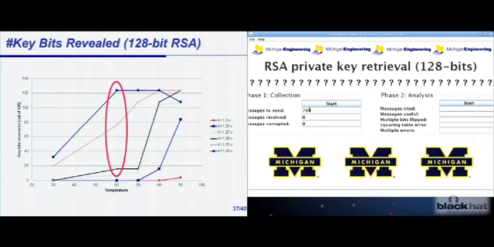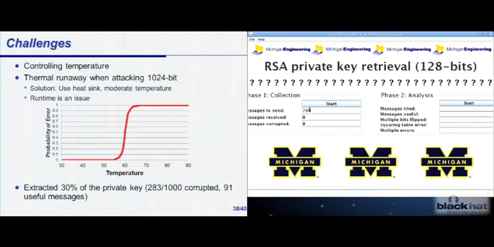They were using 1,000 signatures, and they were helping it a little bit with the voltage. So they didn't have to lower the voltage so much, but they were keeping it already on the verge, because they couldn't really put it in an oven. Then they said, OK, let's move on to 1,024-bit RSA. And they got something. They obtained 283 corrupted messages out of 1,000. 91 of them were useful, and as a result, they got 30% of the private key out.